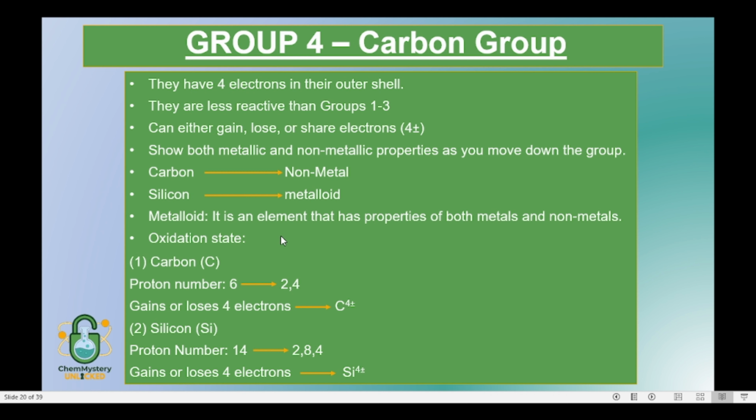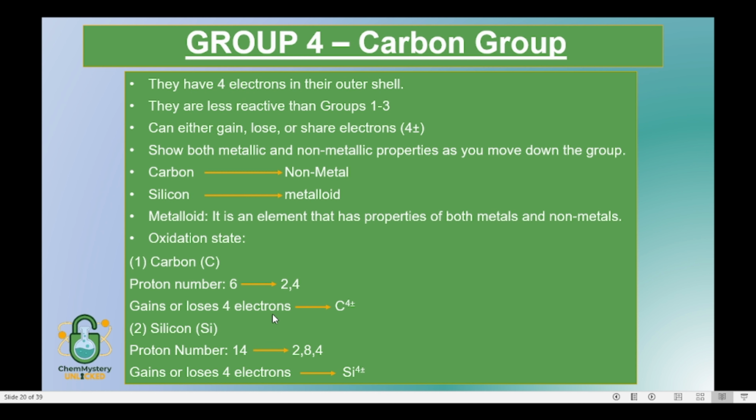Now let's move on to the oxidation state. First one is carbon. Carbon has 6 protons, so it means it has 6 electrons. Now let's check out its electronic configuration. Carbon has 2 electrons in the first shell, 4 electrons in the second shell, which is the outermost shell. It can either gain or lose 4 electrons to become stable.